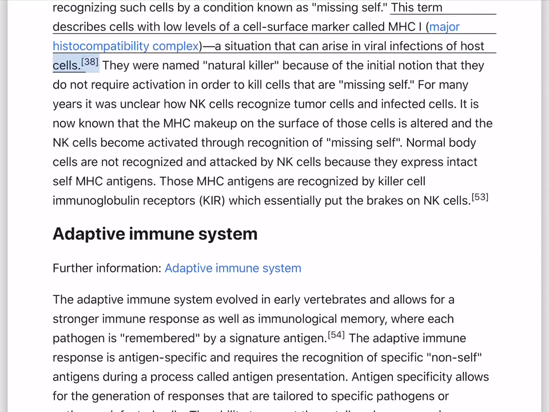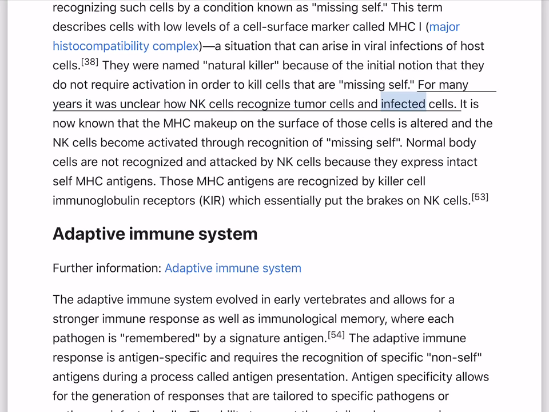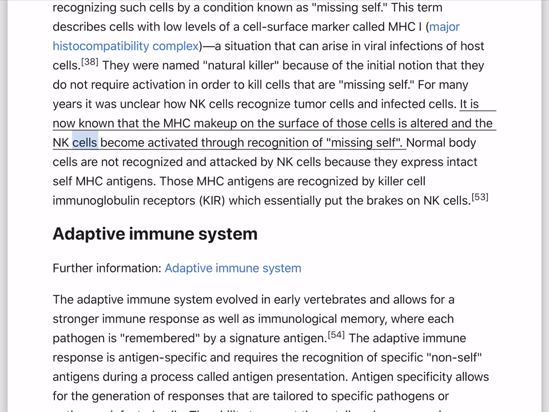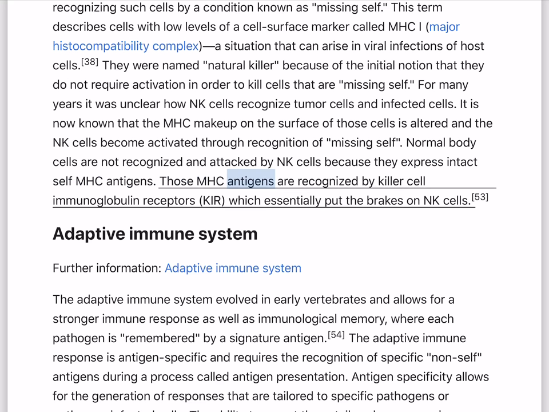They were named natural killer because of the initial notion that they do not require activation in order to kill cells that are missing self. For many years it was unclear how NK cells recognize tumor cells and infected cells. It is now known that the MHC makeup on the surface of those cells is altered and the NK cells become activated through recognition of missing self. Normal body cells are not recognized and attacked by NK cells because they express intact self-MHC antigens. Those MHC antigens are recognized by killer cell immunoglobulin receptors, KIR, which essentially put the brakes on NK cells.